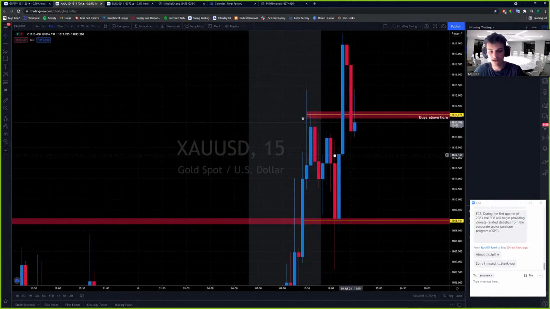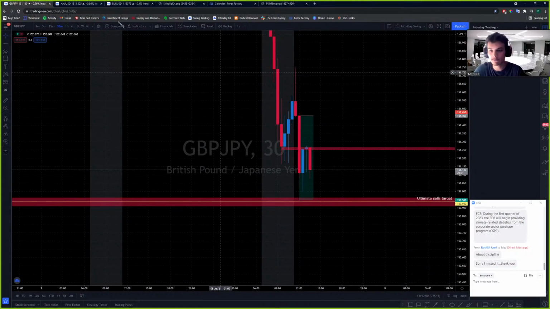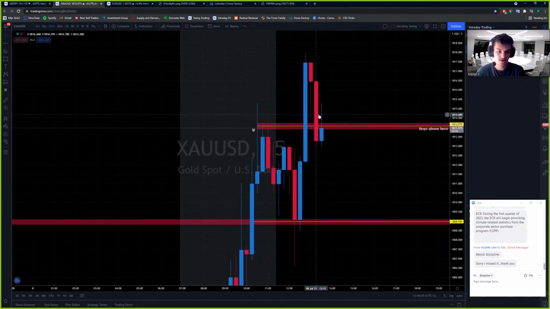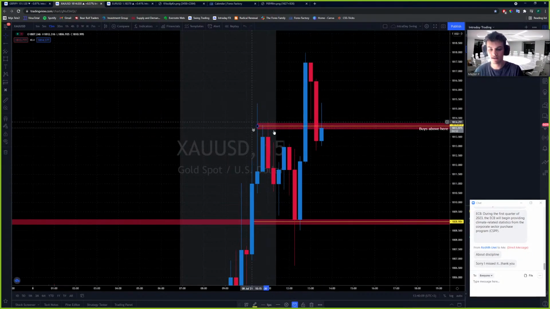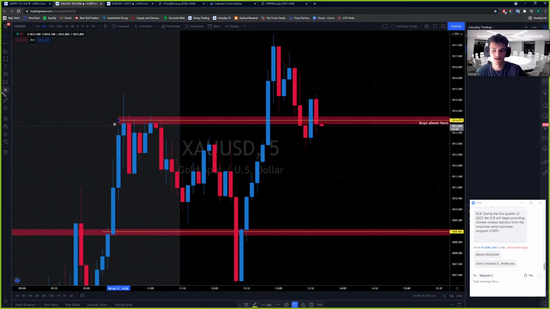I think since I already booked profits on GJ sells right over here, took about 35 pips, I'm going to be more cautious with gold and wait for this 15-minute to close weak bullish below this level, and then I'm going to take a sell at the break of the low.